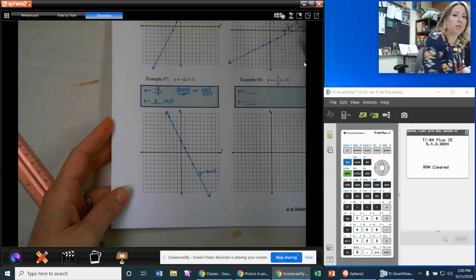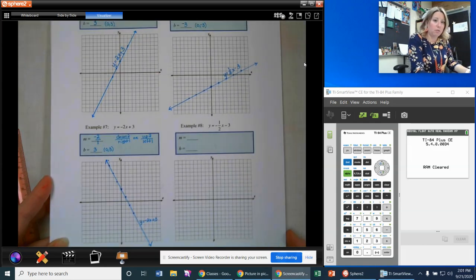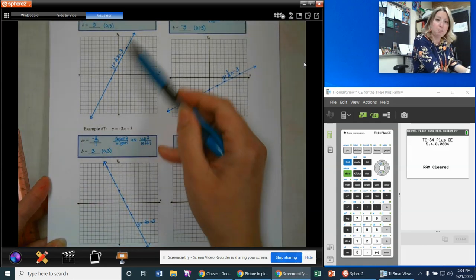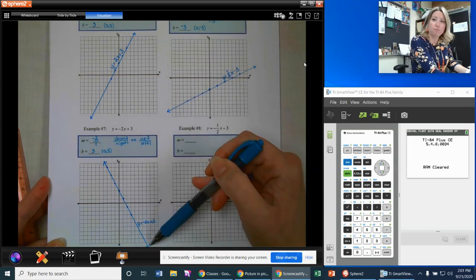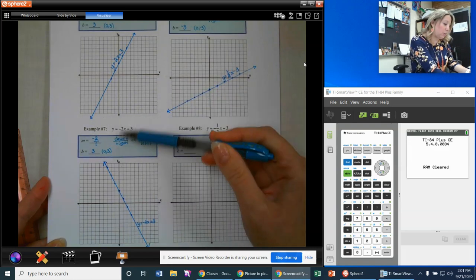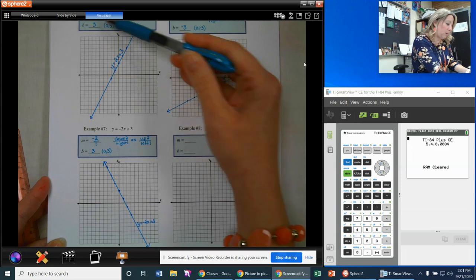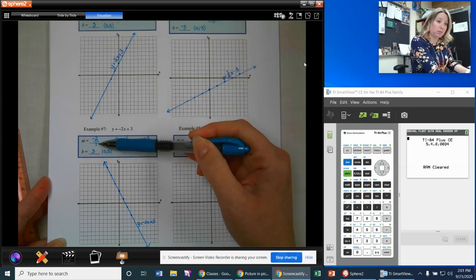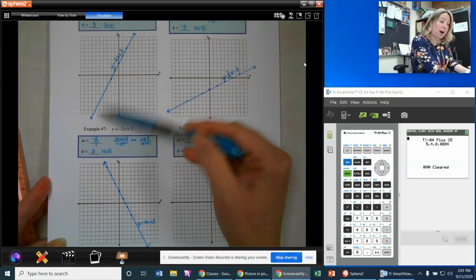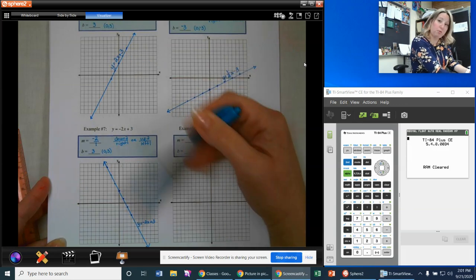Zoom out real quick. Again, take a peek. Same steepness, opposite direction. And that has to do with the sign in front. They were the same value steepness wise, but they go in different directions. Positive slope, negative slope.